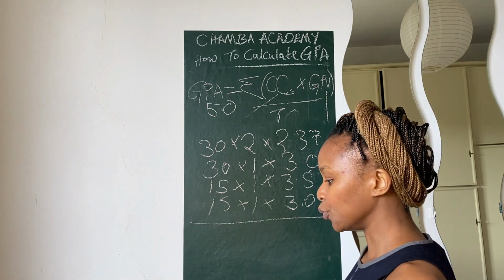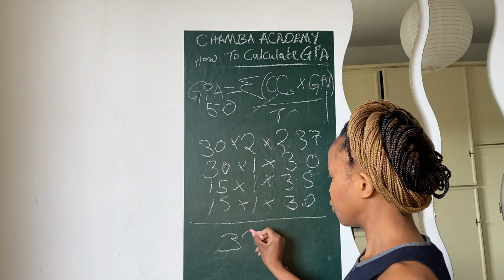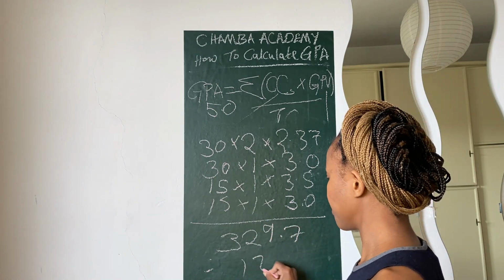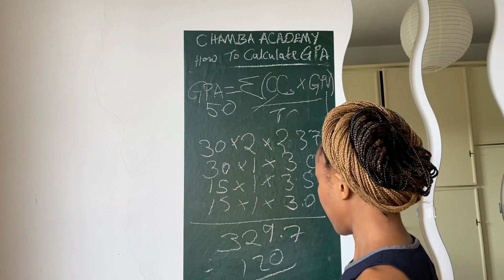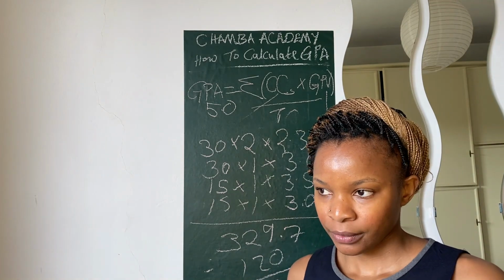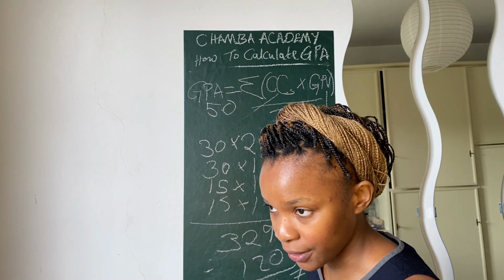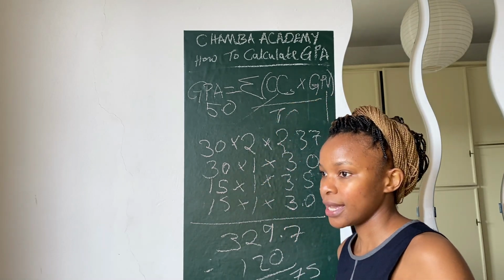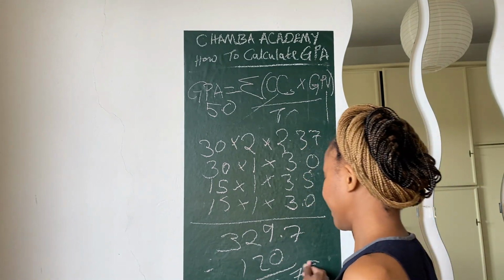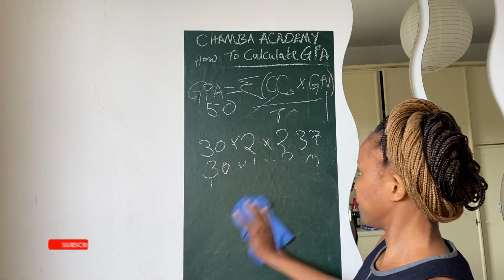So all of this will total up to somewhere 329.7, which I will divide by 120, which will give me about 2.75. I rounded off because it was 2.747. So I rounded it off to 2.75. So in second year, this is what I had accumulated. Moving on to third year.